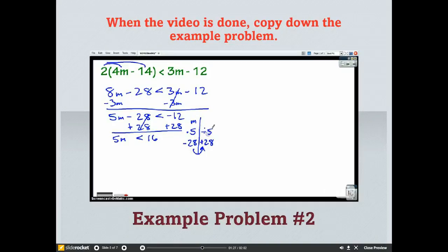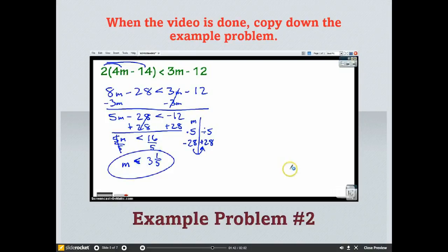And then I'm going to divide by 5. Over here, the 5's cancel. What I do to one side, I do to the other. And I get m is less than 3 and 1/5.